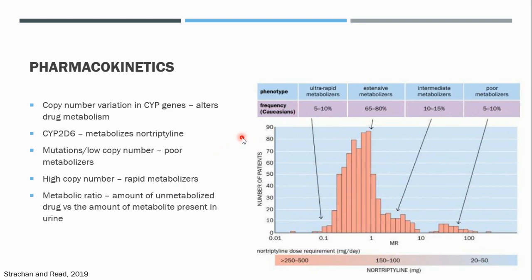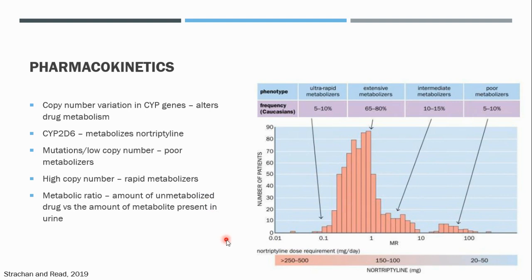Now in this graph, this displays how patients respond to the drug and how this informs the dose of the drug required to treat each patient. Now the metabolic ratio is the ratio of unmetabolized drug, so drug that has not gone through phase 1 metabolism, versus the amount of the metabolite that is present in the urine of the patient.